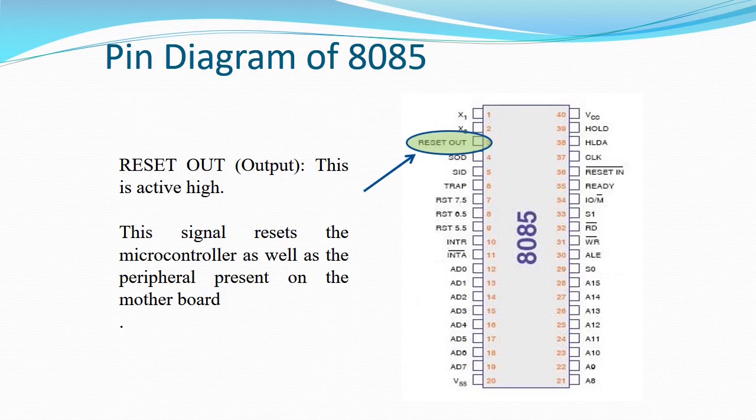The next signal is called the RESET OUT signal, and this is an active high signal. So whenever this signal is asserted to logic 1, then the microprocessor will be reset, along with all the supporting peripherals present on the motherboard, which will be in a reset condition.